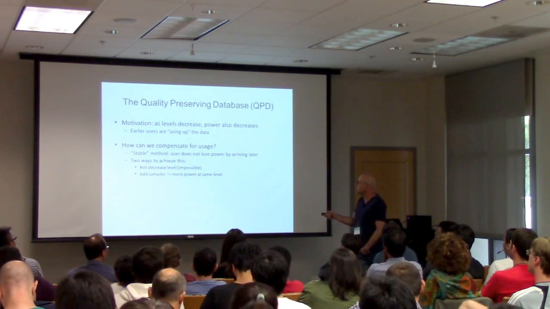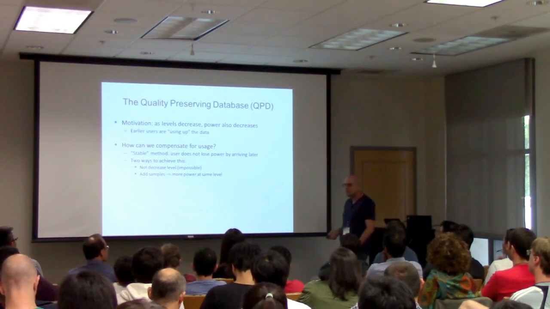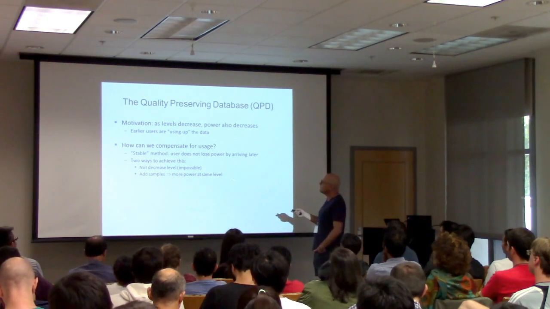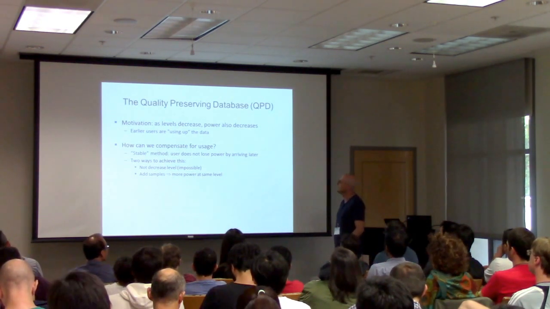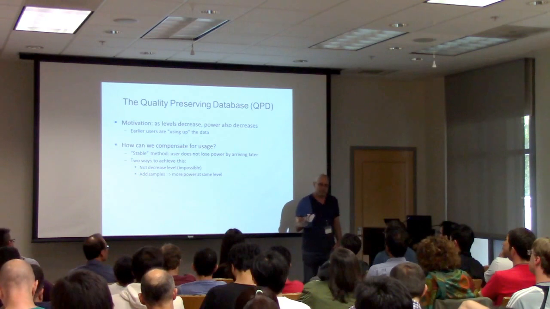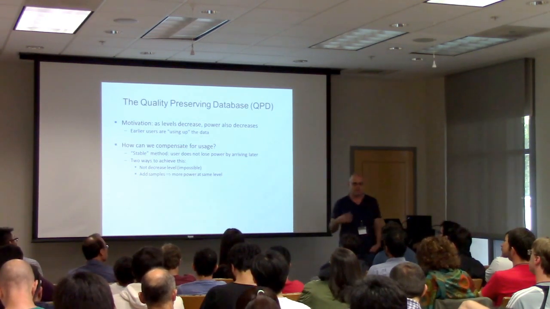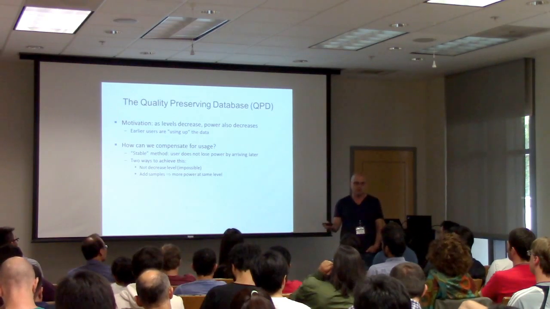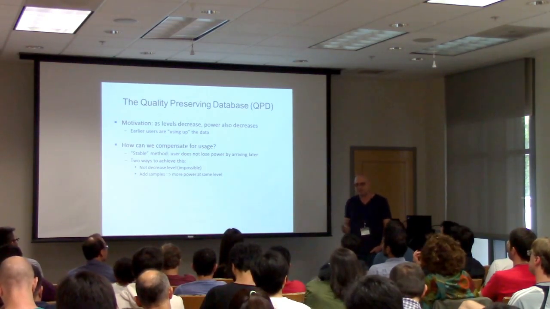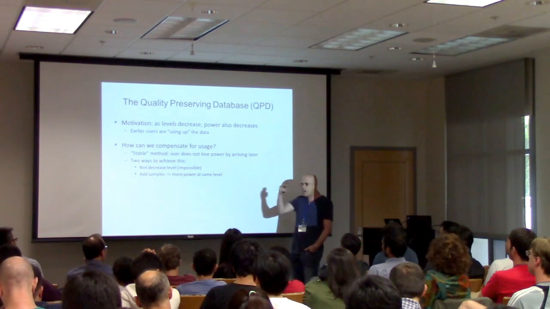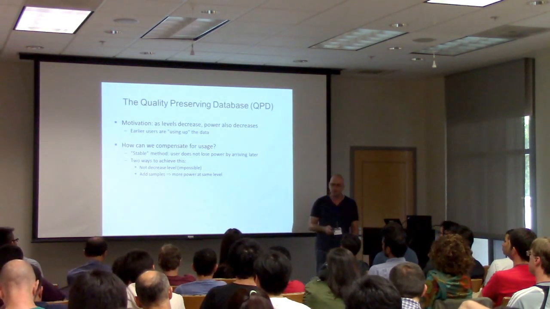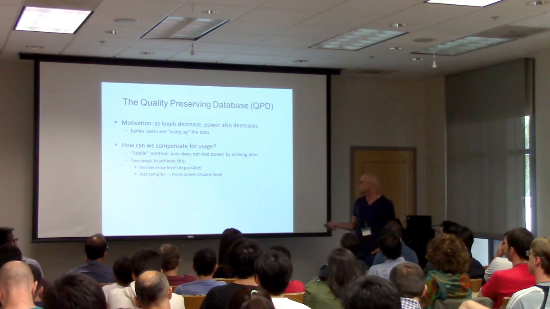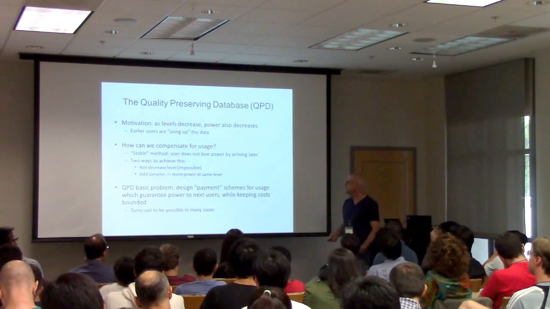One is to not decrease the level, which is impossible if we want to maintain this invariant. The other one is to add samples, increase the data size. Why is that relevant? Because as we learned in Stats 101, if you increase the data size, you get more power at the same level. So if my data size increases by a lot, I may get more power at a much lower level than I had for a smaller data size. So this might actually have some hope.